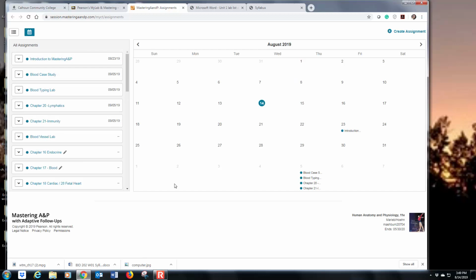There we go. All right, so you would just click there and click on the different assignments. Again, maybe you're having a problem with a particular chapter. Maybe you understand immunity, but you don't understand lymphatics. Just do the homework on lymphatics, okay? Again, it's just for you to do or not do if you have that code.